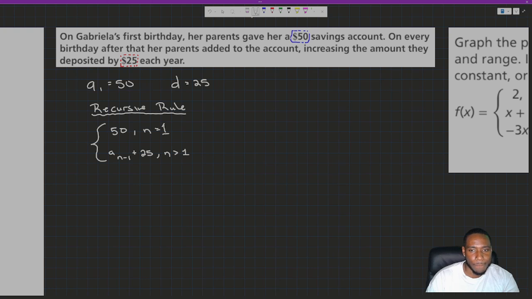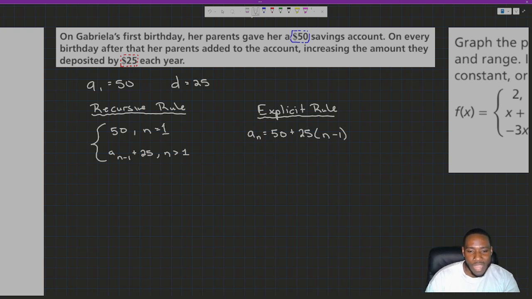Right? Now for our explicit rule, we're going to write whatever term we want to find is going to be equal to the first term, which is 50, plus the common difference, which is 25, times n minus 1. Okay?